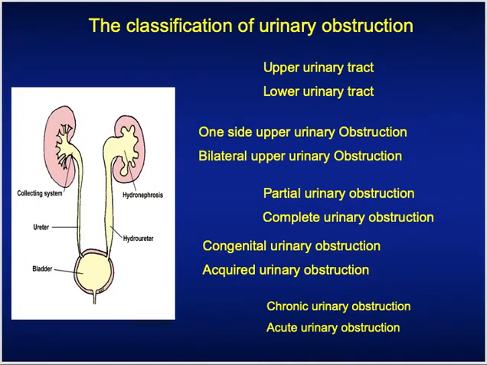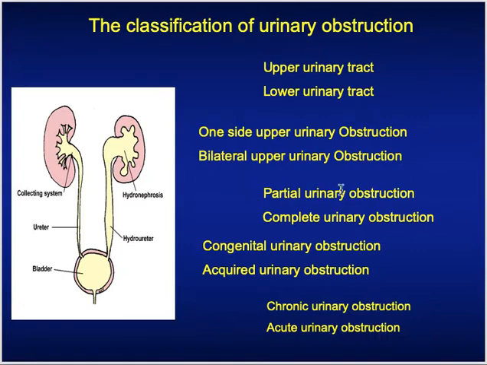This is a short classification of urinary obstruction. As I told you, there could be lower and upper, and there could be one-sided upper urinary obstruction or bilateral upper urinary obstruction. Here they are showing you hydronephrosis and hydroureter when the obstruction is somewhere here. For example, if there is a tumor in the bladder that closes this valve, the fluid will start collecting here.